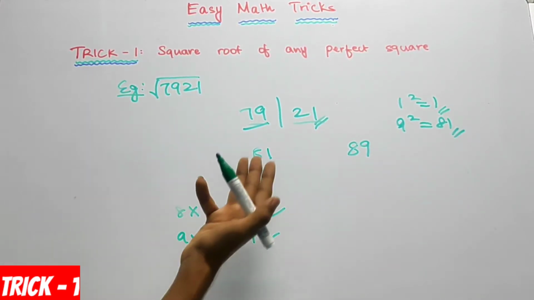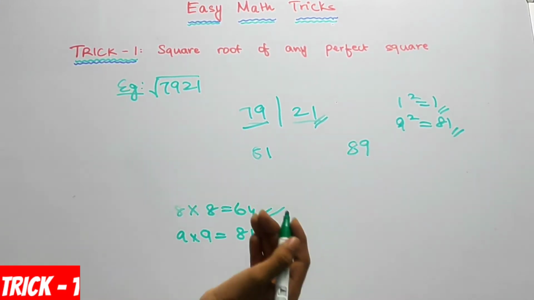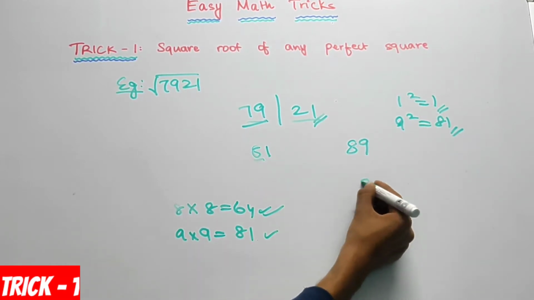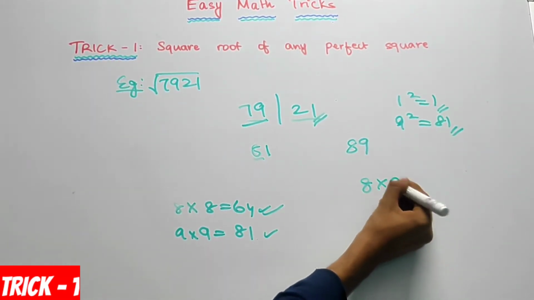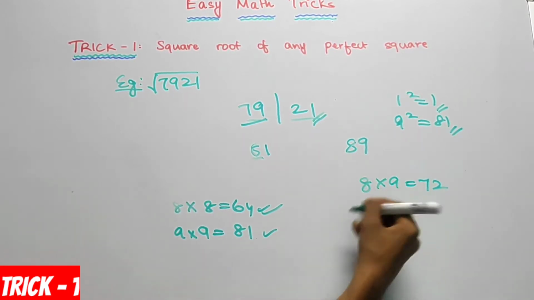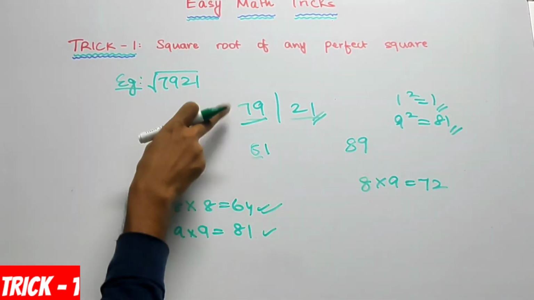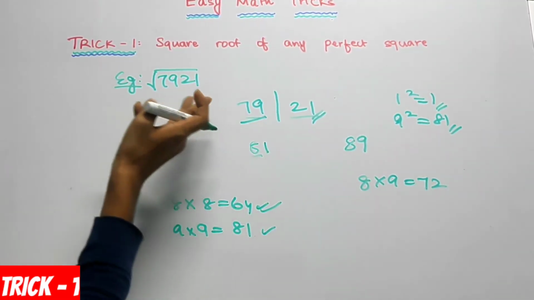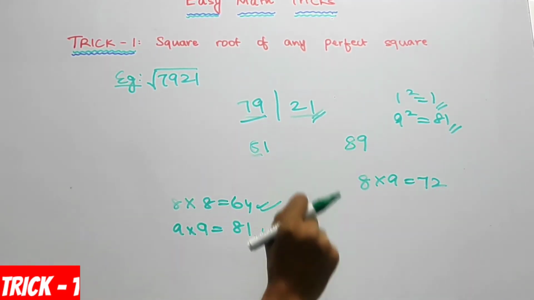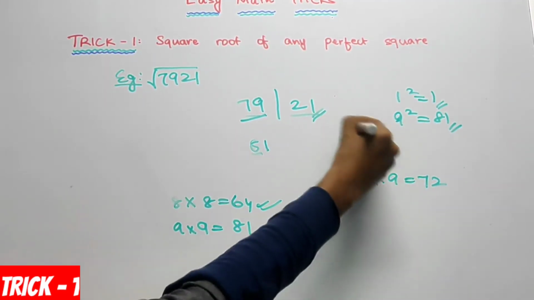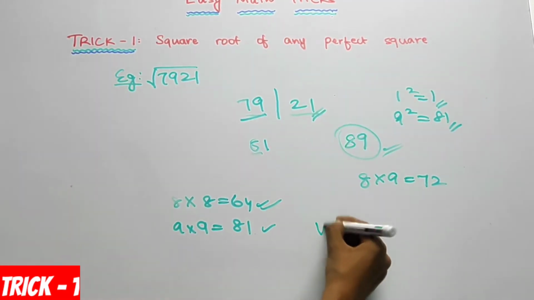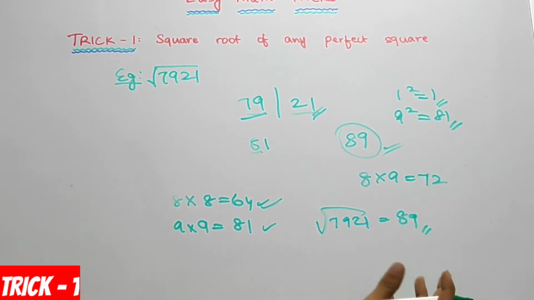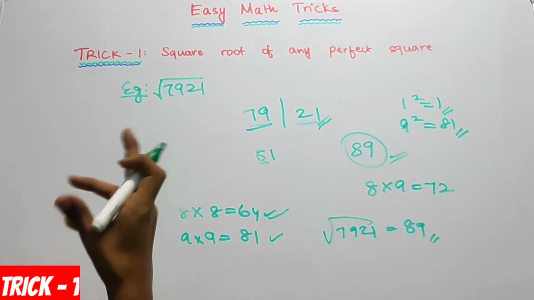So how can you choose if it is 81 or 89? Well, you take the first digit 8 and multiply it with the next digit, which is 9. So 8 into 9 is 72. Check if 72 is lesser than the number 79 or greater than it. Obviously 79 is greater than 72, so choose the greater number. Since the options are 81 and 89, 89 is the greater number, so 89 is the square root of 7921. Hence we have found the square root.